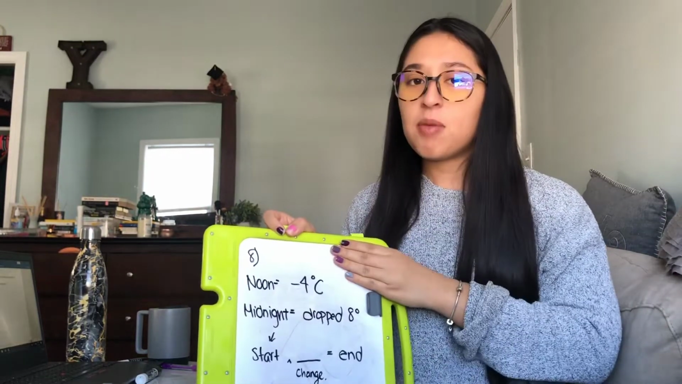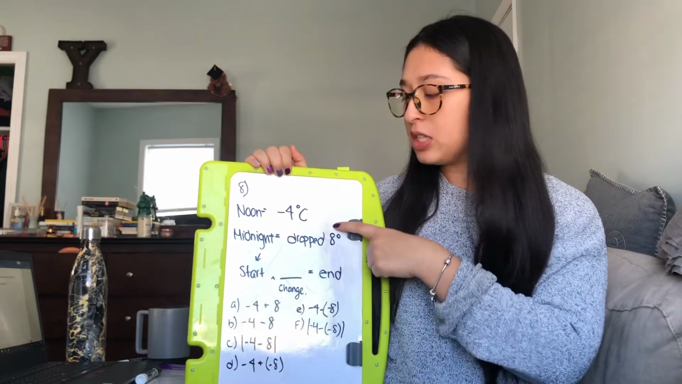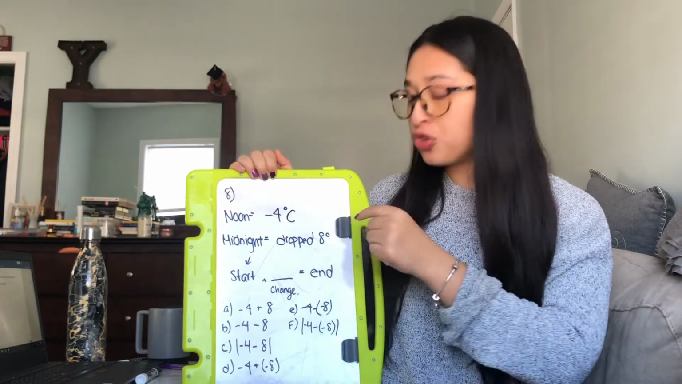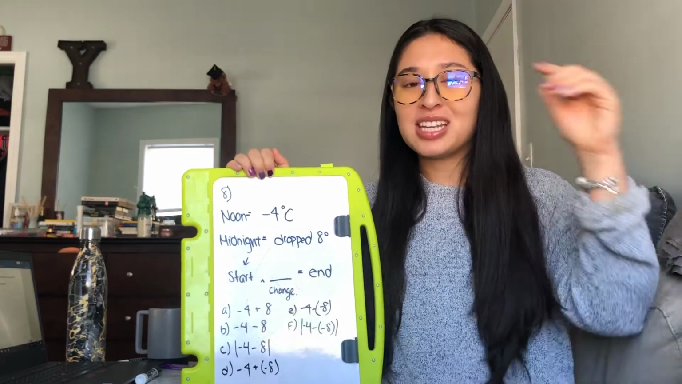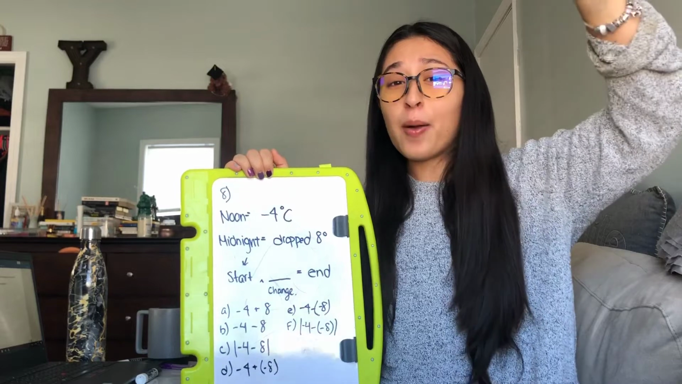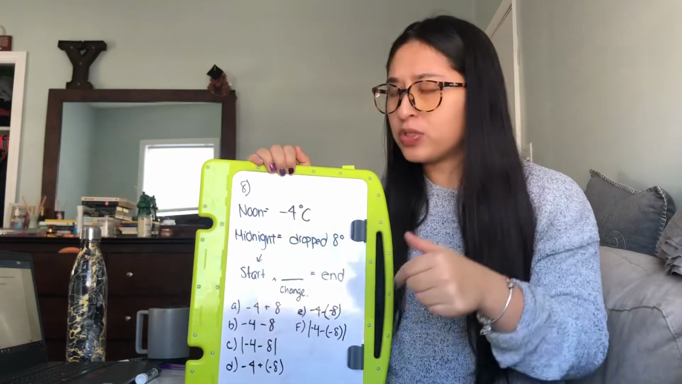One of the things that I always like to do after reading and annotating is taking that key information and making it nice and easy to look at, right? So at noon, the temperature was negative 4 degrees Celsius. At midnight, it dropped 8 degrees, right? What does it mean for the temperature to drop? Does it mean that it's going to get warmer, the temperature is going to go up, or does it mean that it's going to get colder? Yeah, it's going to get colder, right?